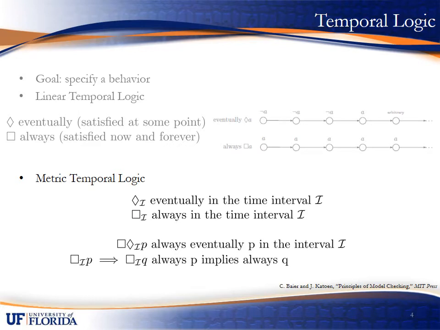For example, we can combine always and eventually to check that P should be true always, eventually, in some time interval. This is a liveness condition. Or we can make correlations: if P is always true in a time interval, then Q is always true in the time interval.